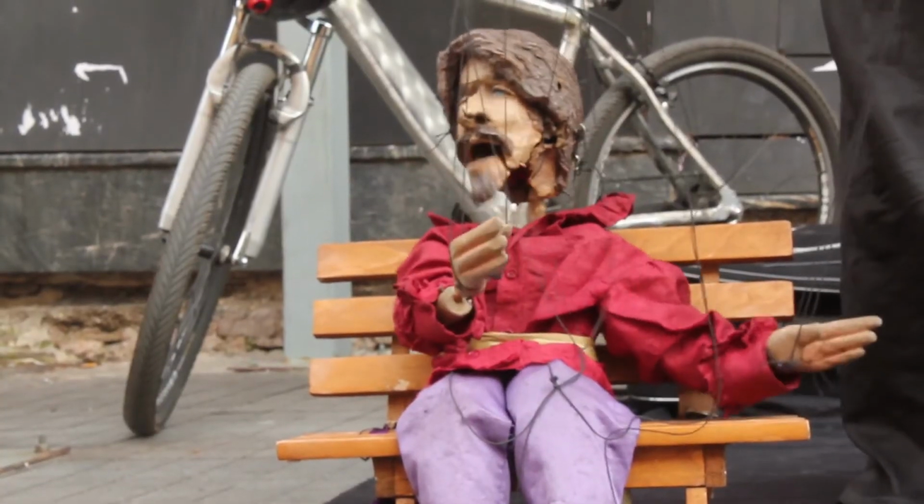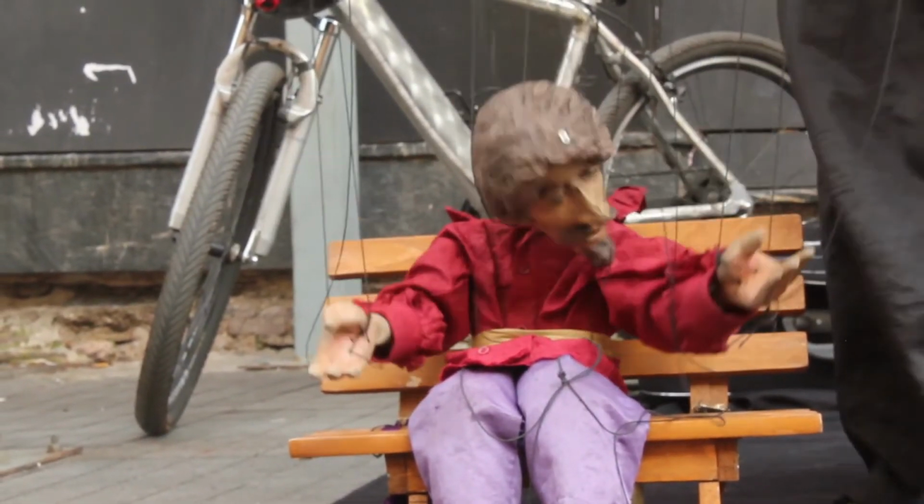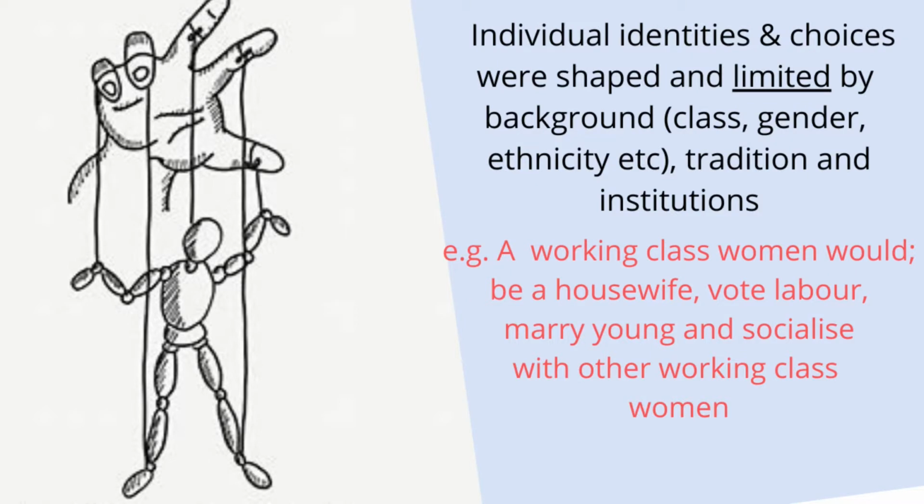I use a puppet on a string to visualise modern society because in modern societies, individuals' identities and choices were strongly shaped by the social structure. What we mean by that is class, gender and ethnicity all strongly shaped and limited people's behaviour. We were like puppets on a string with very little choice.